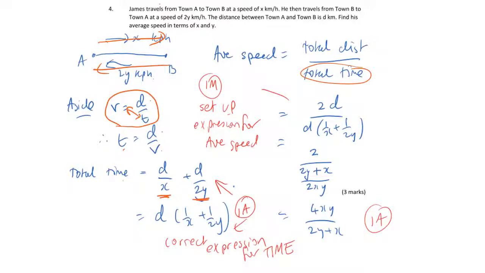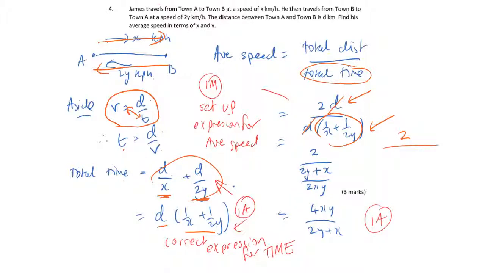The total time is equal to that, but we do notice that there's a common factor of d, so we take that out. So we've got d outside of 1 on x plus 1 on 2y. Now we go back to where we had our average speed. We'd already established that the total distance was 2d. Now we know that the total time was d times 1 on x plus 1 on 2y. Well, guess what? There's a common factor of d here that can be cancelled out. That's actually good news.